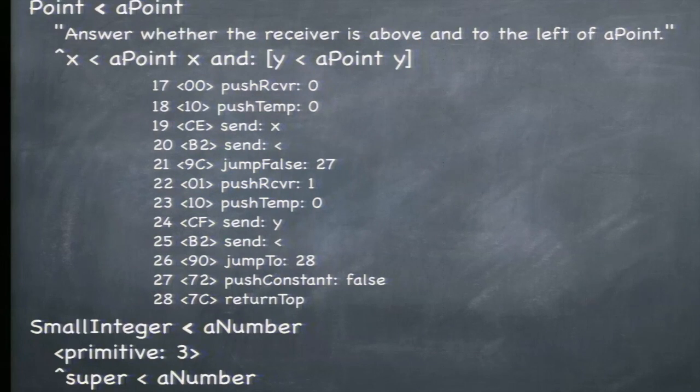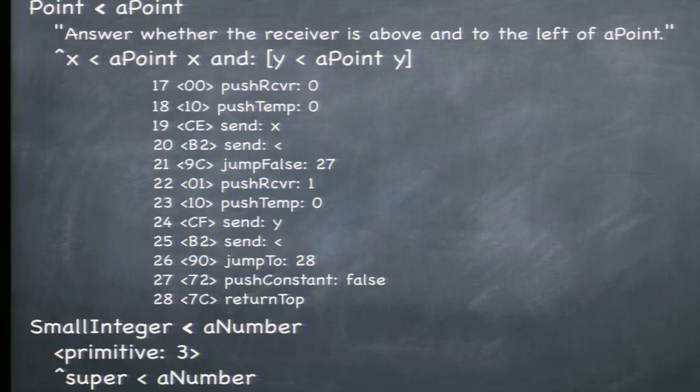So if you'd see this in a browser, the top three lines, you wouldn't see Point. Point would be sort of in the tool context. All you'd see is this less than a point. So what this is saying is that when you send a message less than with some object as an argument to a point, then the code underneath is what's written. And so we've got a comment that says, answer whether the receiver is above and to the left of a point. And so the caret is the return symbol.